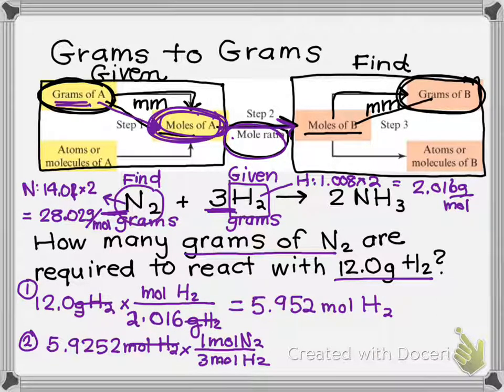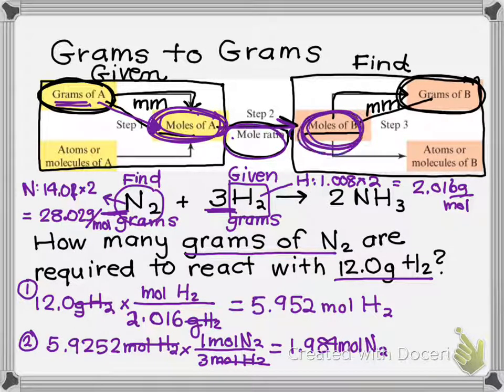So the moles of hydrogen cancel. And so it's going to be the number I had, 5.952, divided by 3. And I get 1.984, and I really have put too much on this slide. I apologize. And so there I get the answer in moles.